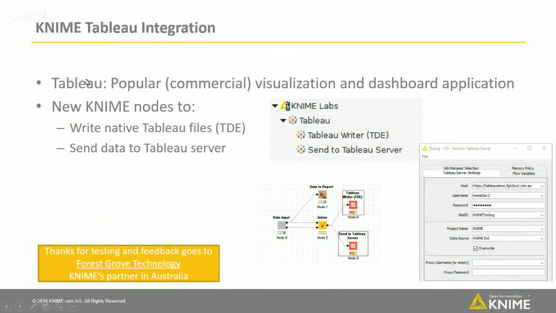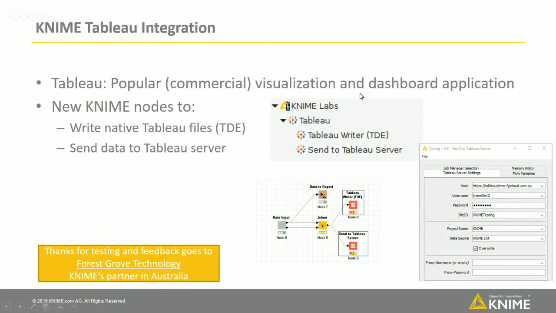So we approached the folks at Tableau to drive this integration, and we are also in touch with Forest Grove Technology. That's our mutual partner in Australia who helped us to design, test and develop those nodes. The integration really consists of two different nodes. One is the Tableau writer, a TDE file writer, which writes what they call extracts. And the other one, a slightly more powerful node, is the Send to Tableau Server node that allows you to take a KNIME data set and send it directly into Tableau.